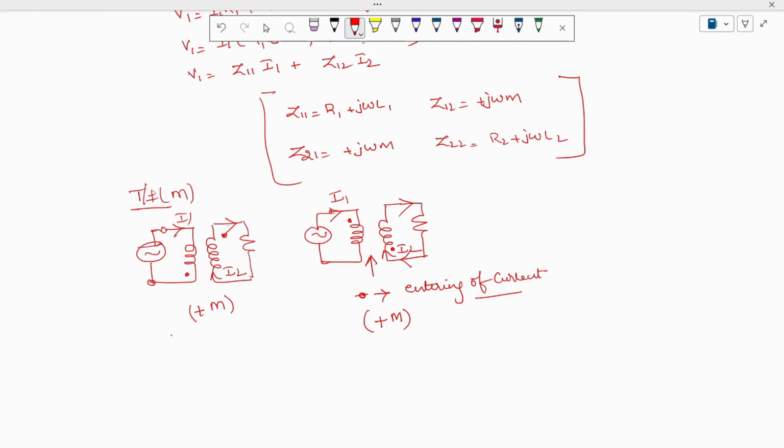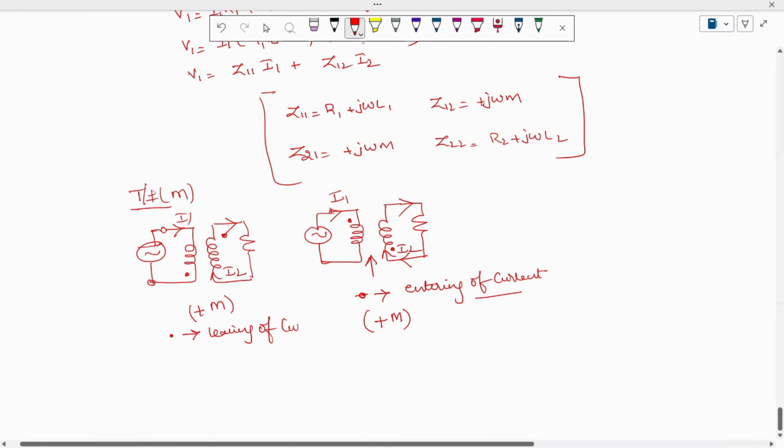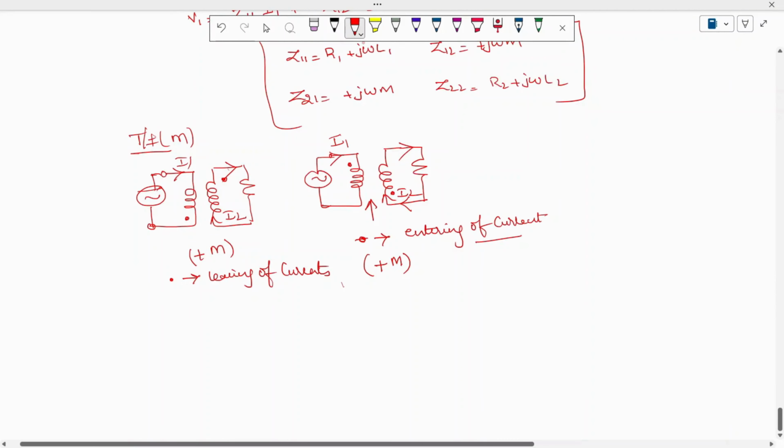Here, both the dots are there at leaving of current, therefore you got minus M. So everything is all about how the current enters and leaves. So this is how to write it down, and for the same network I can give you one more analysis.